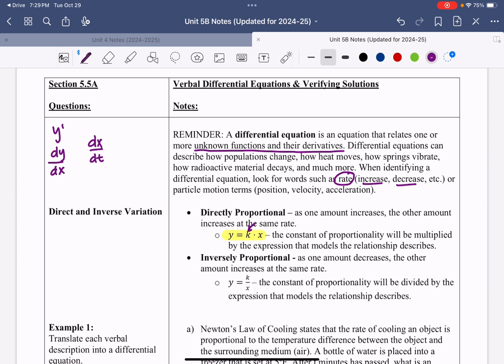This says that the constant of proportionality will be multiplied by the expression that models the relationship described. It kind of looks linear, right? As x increases, it multiplies some value, and that makes y increase. If we increase x again, it's going to increase y by the same amount. I like to think about directly proportional as hourly wages. If I work for 2 hours, I'm going to get paid some constant of proportionality, some hourly wage, and that tells me how much money I make. So hours times my hourly wage gives me my wages.